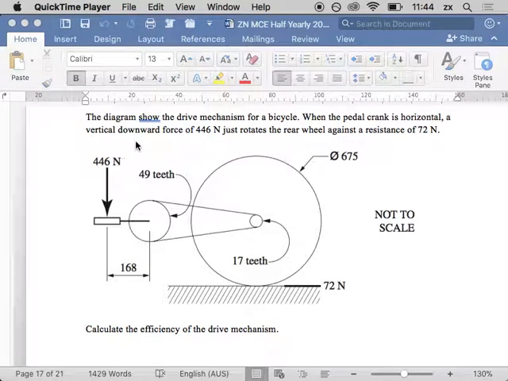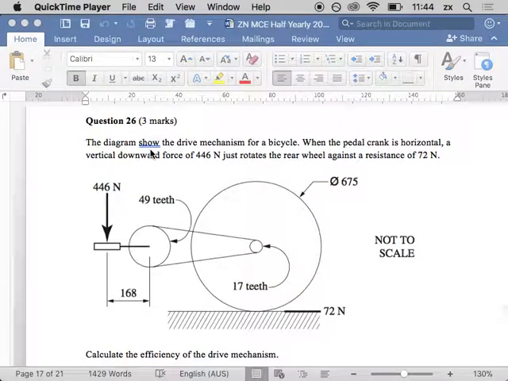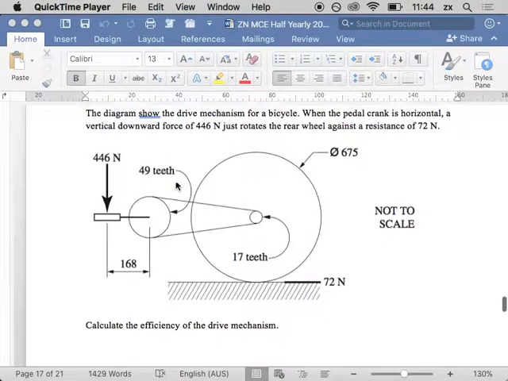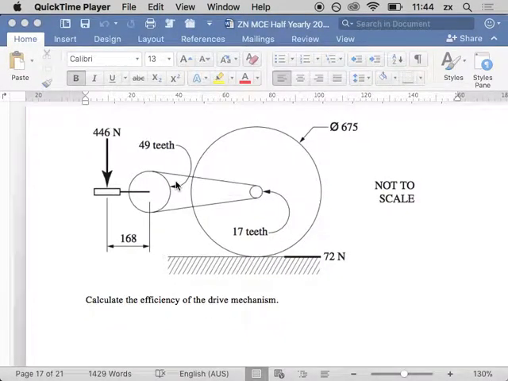Okay, so for question 26, worth 3 marks. I'm not going to read out the question because we're basically looking at this diagram. Now, the question is: calculate the efficiency of the drive mechanism. So, when we talk about efficiency, what are we talking about?